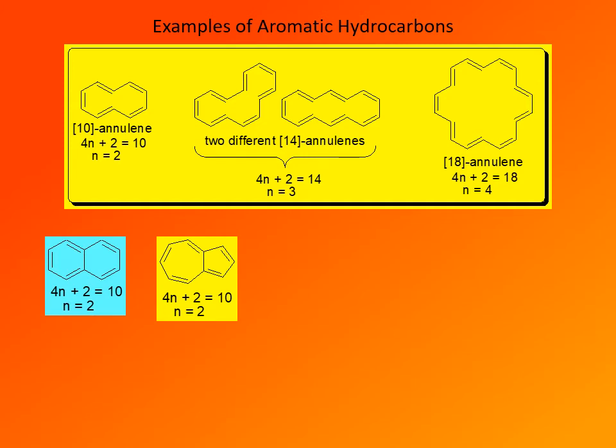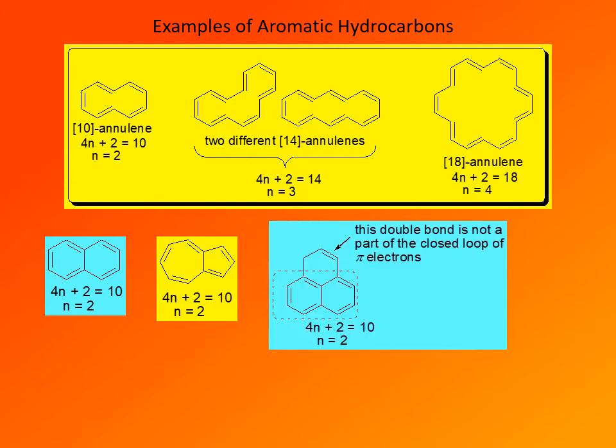Azulene is another variation, again 10 carbons, 5 double bonds. It's just that the rings are now 7- and 5-membered rings. So the fused rings are 7- and 5-membered rings. Again, another aromatic species. Now be very careful in identifying the closed loop of pi electrons, the delocalized pi electrons.